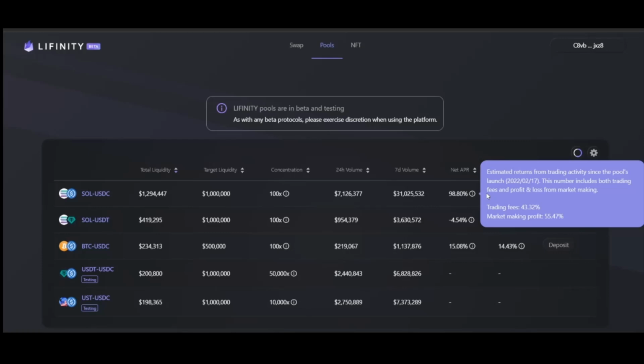But on our DEX, because we use an oracle, we do have the potential to make a net profit from market making. And that's why we're calling it market making profit. And this number can be positive or it can be negative.